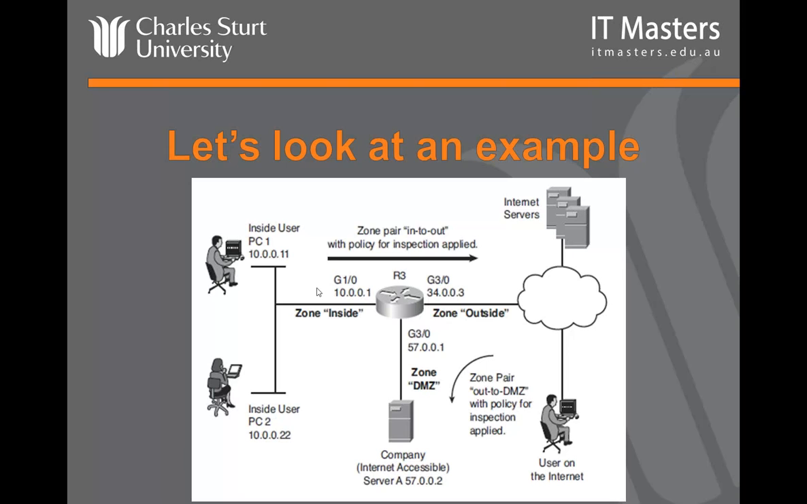If we look at our diagram here just quickly, we have an inside zone where our inside PC users live. We have an outside zone, which is our internet servers and users on the internet. And we have a DMZ zone, which is where our internet-accessible, company-managed servers exist. This is a pretty vanilla type of zone-based firewall, a pretty standard sort of configuration.